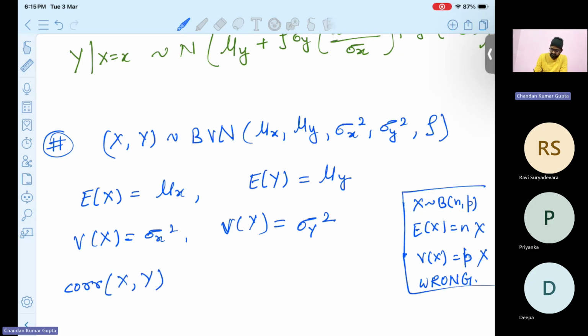Correlation coefficients between the variables x and y. The correlation defines a linear association. It measures the degree of linear association between the random variables x and y. This is nothing but rho, and as we know, rho always lies within -1 to +1, including both.